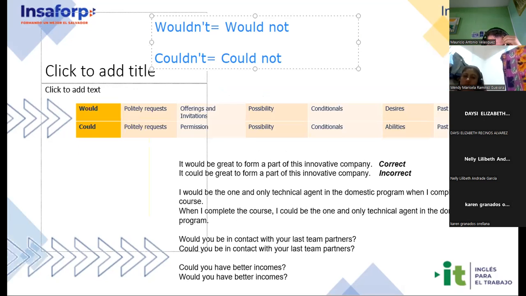When do we use would and when do we use could, right? That was the question yesterday. Yesterday we were so worried because this is kind of confusing. But if we think about only one meaning, like a possibility in the future, then we are going to understand just a little bit more, okay? Allow me to do this.